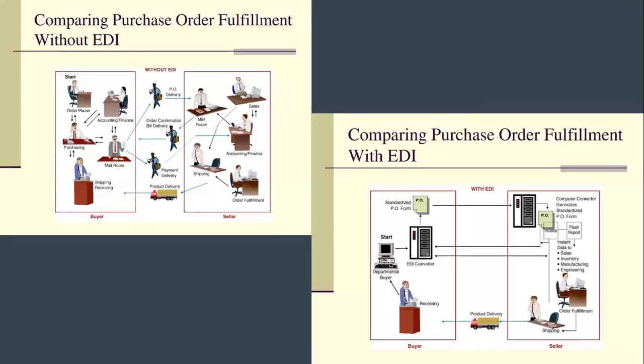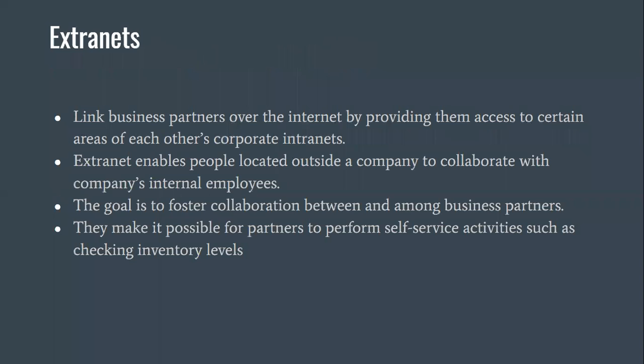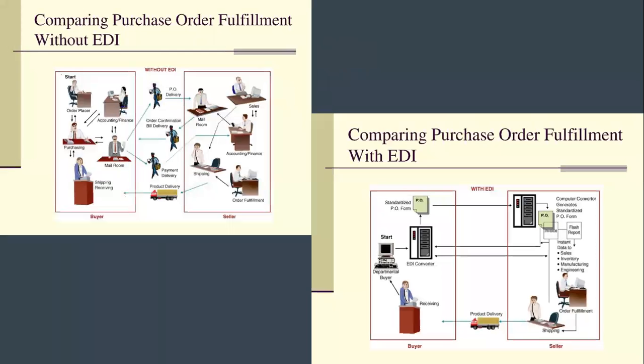This is the comparison between EDI and without EDI. Without EDI, the business process will be more complicated. It will be simplified by electronic data interchange, and it is also an inter-organizational information system, because you can connect to the other company, and the business process will be simplified and made automatic by the information system.